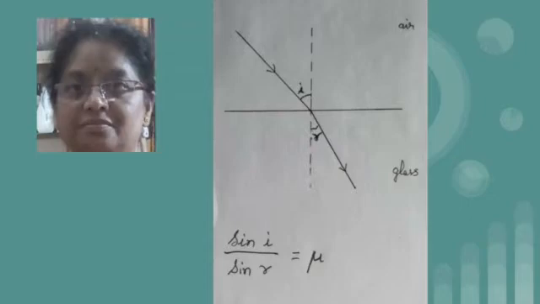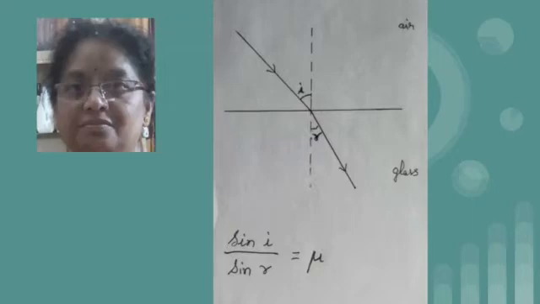For refraction also, Snell has given two laws. First law says the incident ray, the refracted ray, and the normal to the interface at the point of incidence all lie in the same plane. The second law says that the ratio of sine of angle of incidence i to the sine of angle of refraction r is a constant.